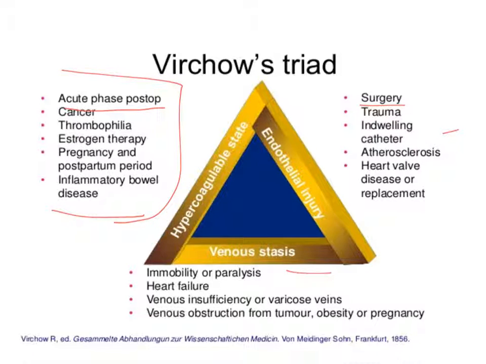So think about patients that you've had in the hospital. How many of them have all 3 of these different situations in Virchow's triad? So basically what Virchow's triad is saying, when these 3 things exist, hypercoagulable state, endothelial injury, and venous stasis, all occur at the same time, this is what puts a patient at risk for a thrombophlebitis, which can lead to a deep vein thrombosis, leading to possible life-threatening situations.